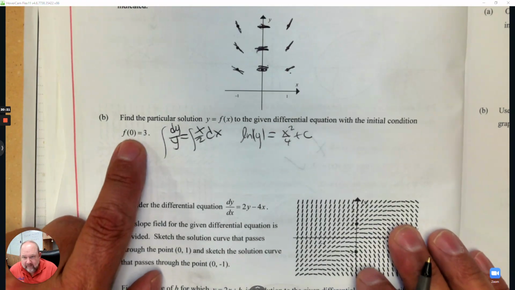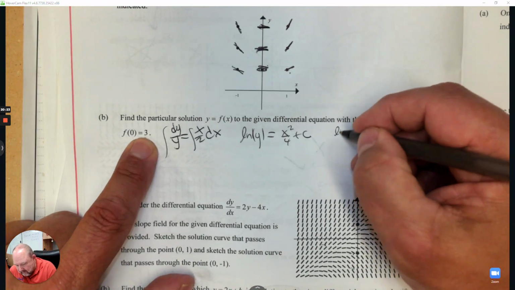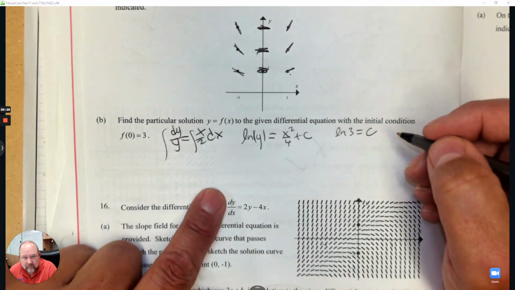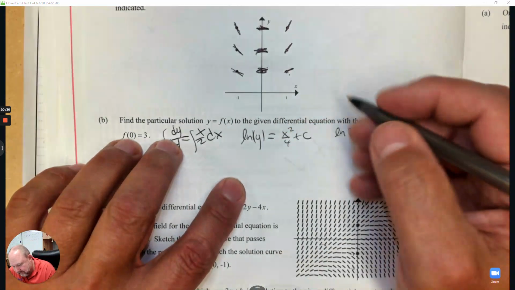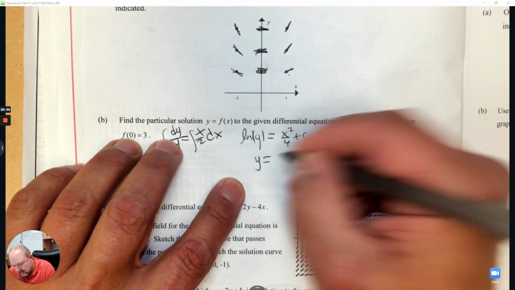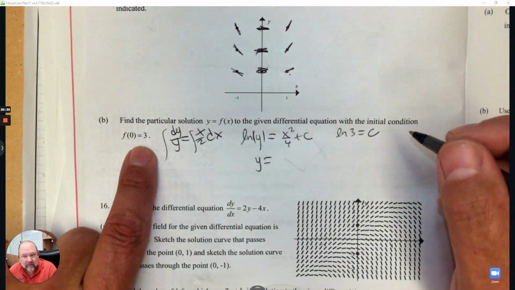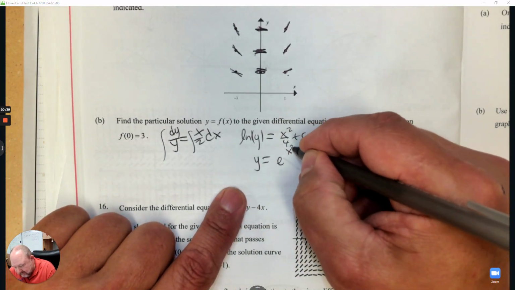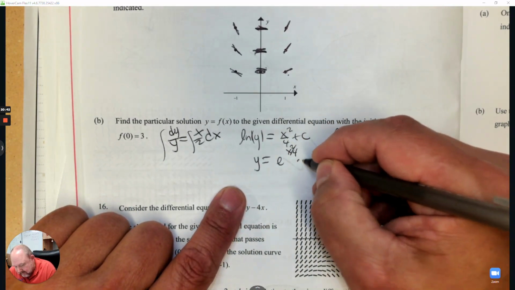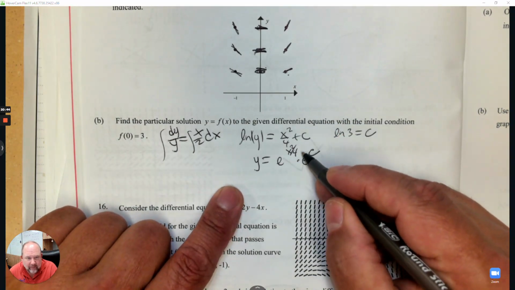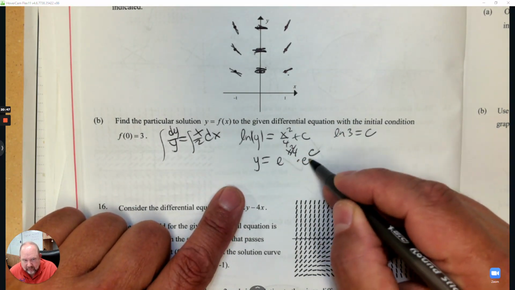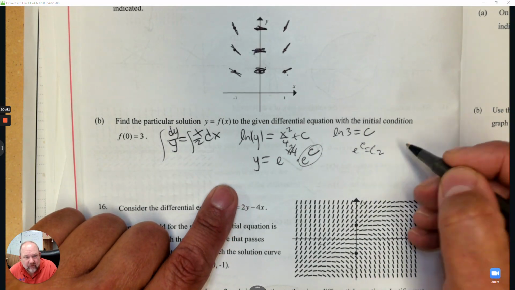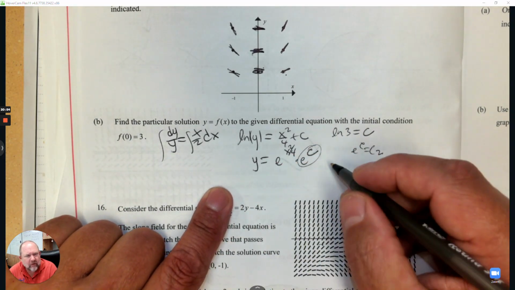And then we can plug in. So if I plug in 3, I get ln 3. And then for x is 0, so c is equal to ln 3. So I'm going to write this exponentially. I see that the y coordinate is positive, so it'll just be the positive. So this is e to the x squared over 4 times e to the c. Remember that when they add, you can separate by multiplying with the same base. We can just make that into another constant.